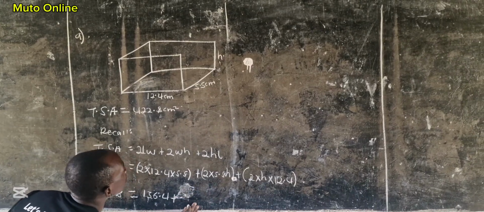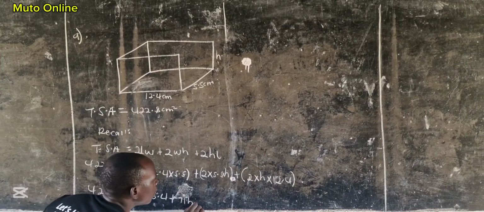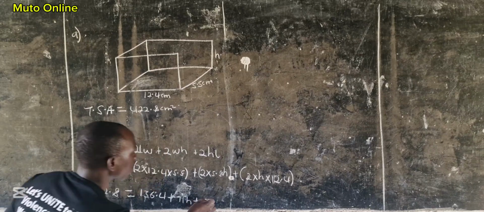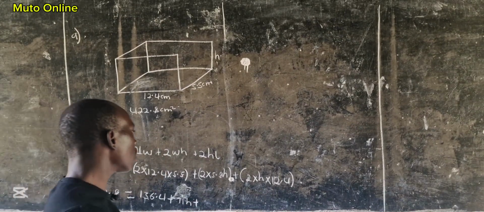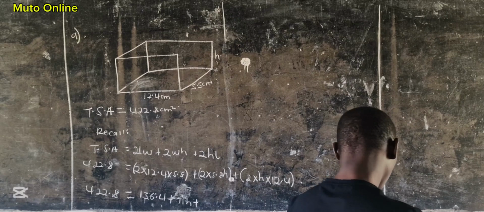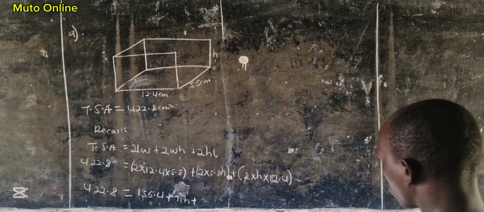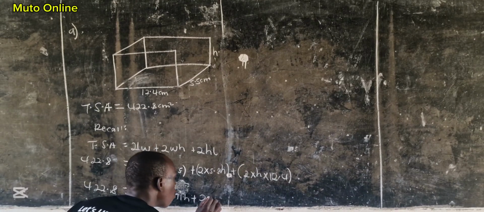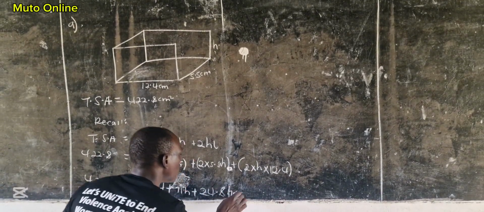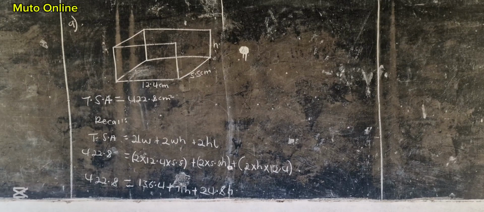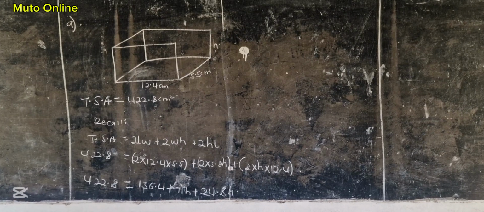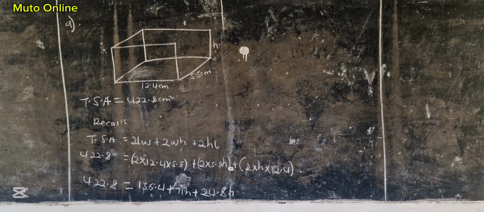So this is plus 11h plus, now we have 12.4 times 2. This is going to give us 24.8h. Now, from there, we are going to collect like terms, and we see what we can put next.